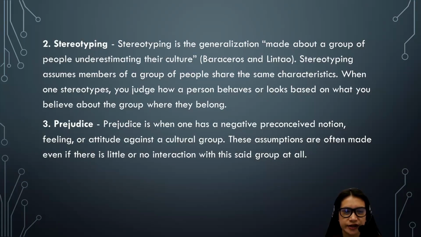Next is prejudice. Prejudice is when one has a negative preconceived notion, feeling, or attitude against a cultural group. So this is like culture bias. When you talk about a certain group of people, all or most of your thoughts are already negative. That is just unfair. These assumptions are often made even if there is little or no interaction with the said group at all.